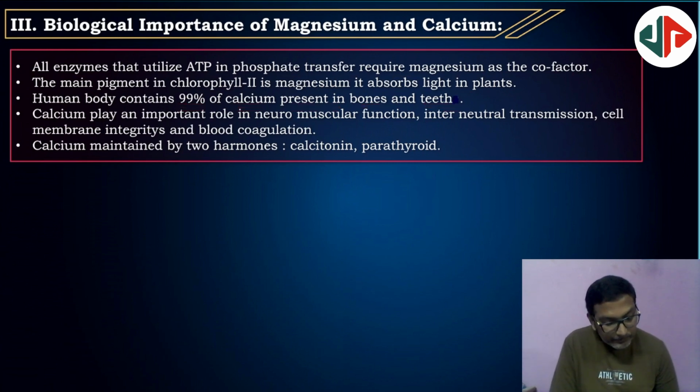Next. Calcium plays an important role in neuromuscular function, neural transmission, cell membrane, and blood coagulation. Next, calcium is maintained by two hormones, calcitonin and parathyroid.